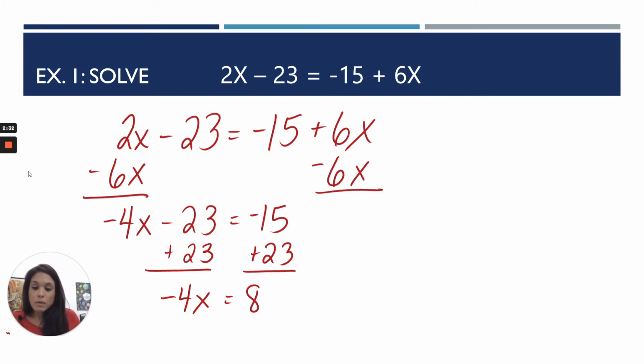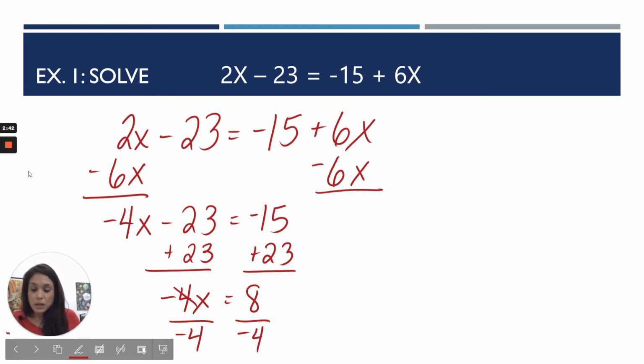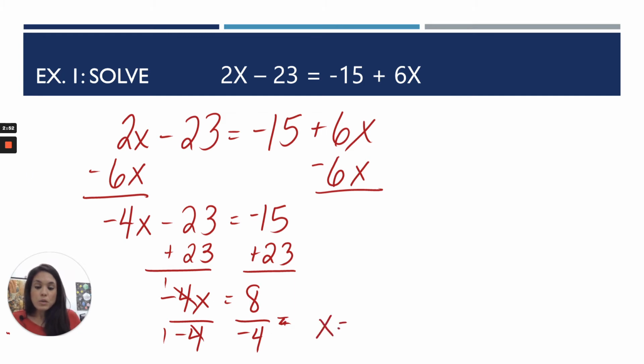To isolate this x, I need to do the inverse of multiplication, which is division. I divide both sides by negative 4. When I divide this side by negative 4, I get 1. 8 divided by negative 4 equals negative 2. So x equals negative 2. That is my answer. And I can put this negative 2 back into the original equation and see if I'm correct.